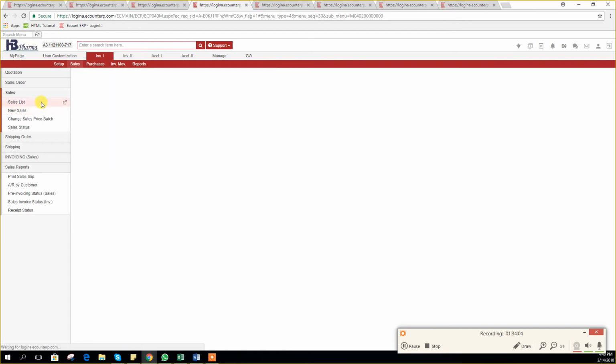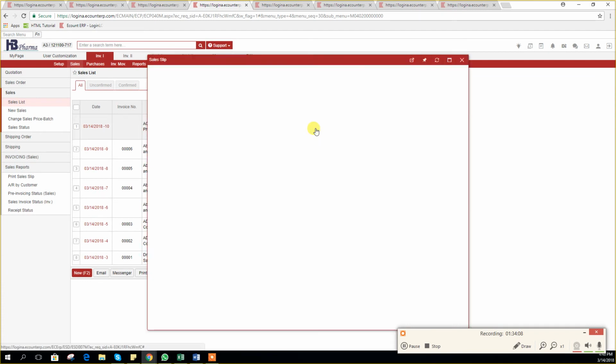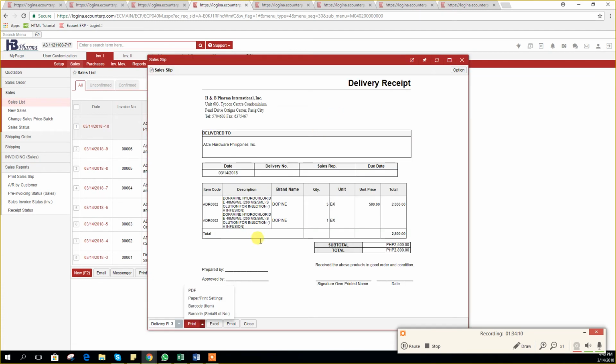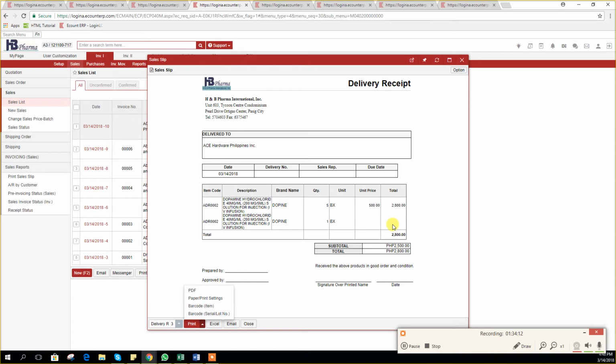Go to the sales list. You can print that out. And the delivery receipt and everything is just going to come out like that. It's not going to tell you, maybe you want to put some remarks, right? In the remarks column, say this one is free or something. So that's about it.